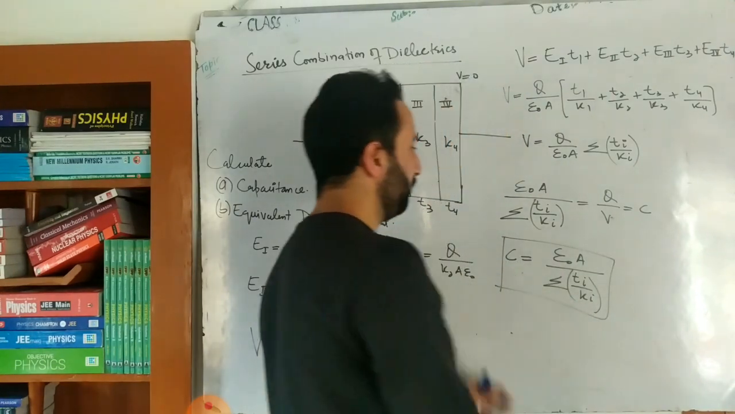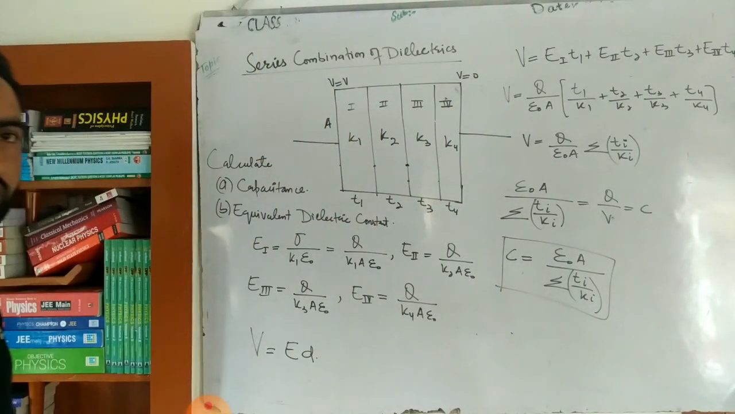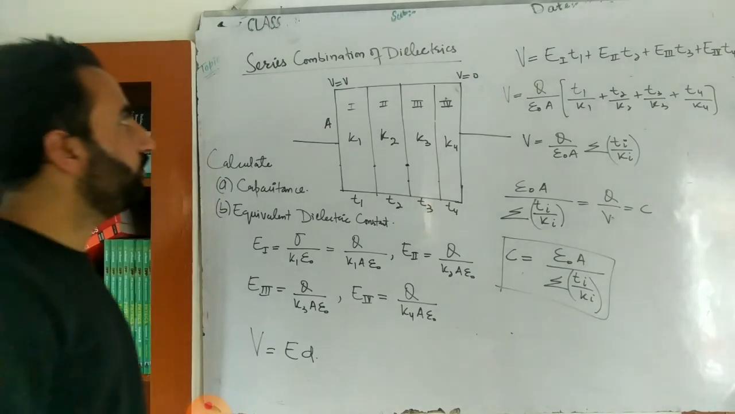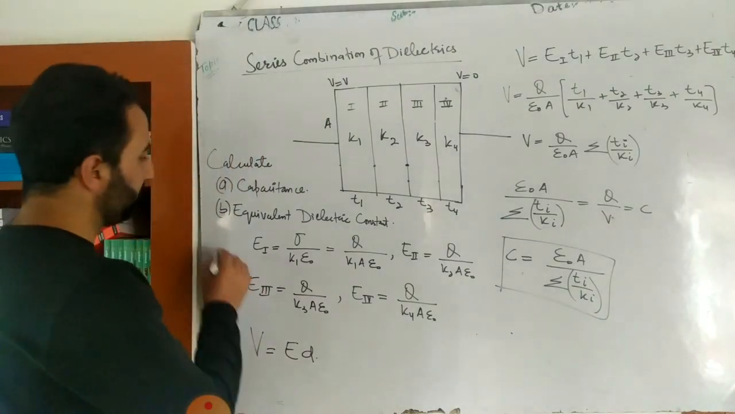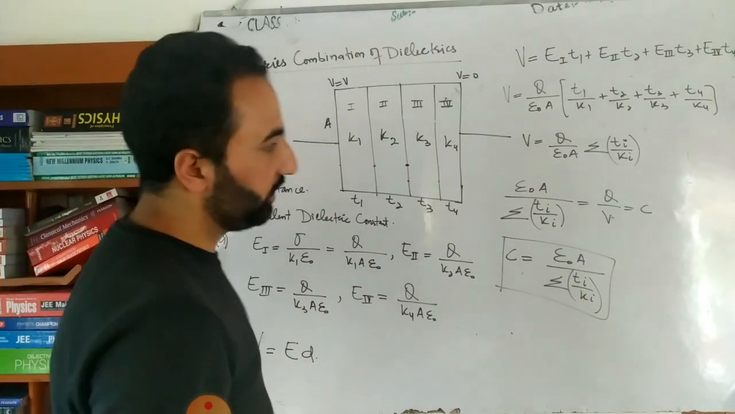Important equation. This is the way we calculate the capacitance. Then you want to calculate what now? This is part A, so we are done with part A. Now here we'll calculate part B.